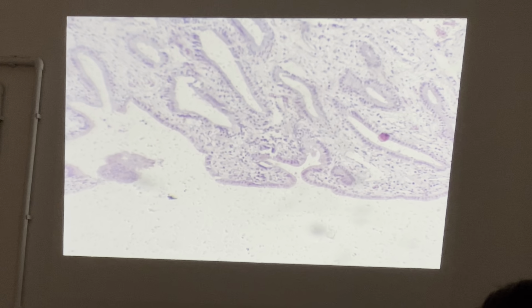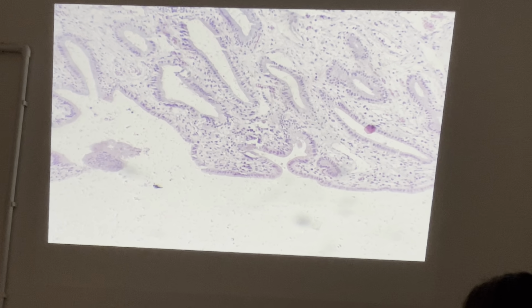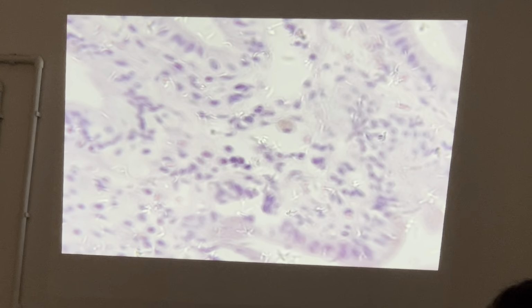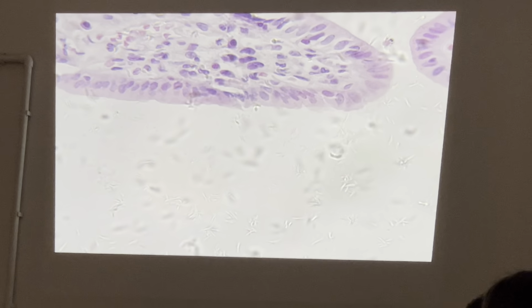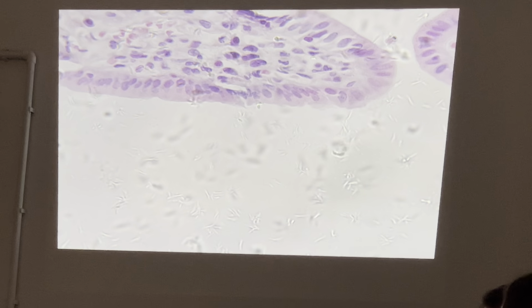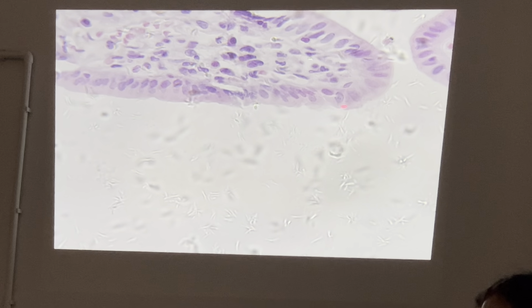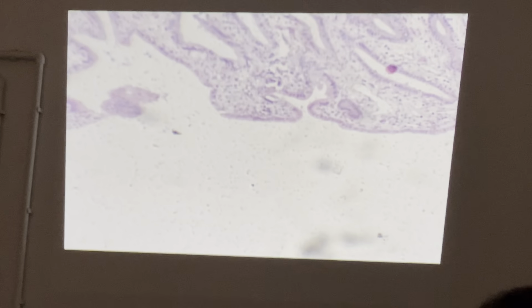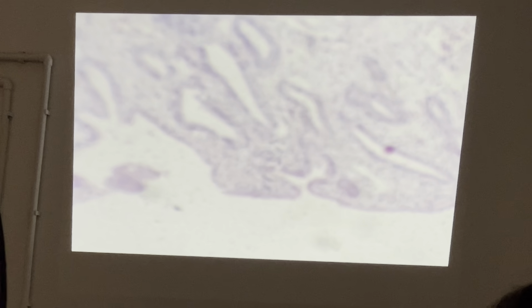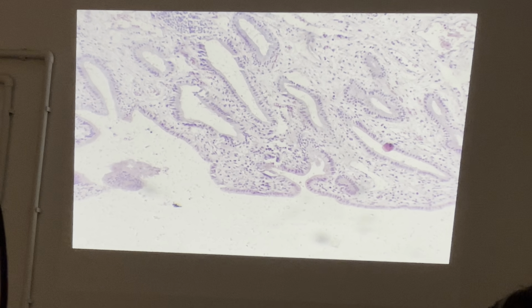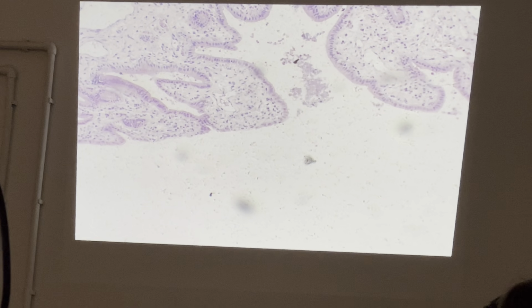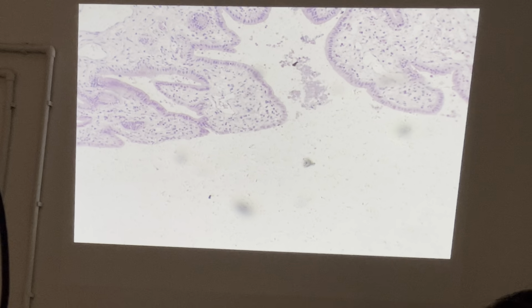Now, do you remember the lining epithelium of the gallbladder? It's a non-ciliated simple columnar epithelium. Does the lining epithelium remain intact or undergo sloughing? Intact means it is preserved. Sloughing means breaking down, detachment, folding.